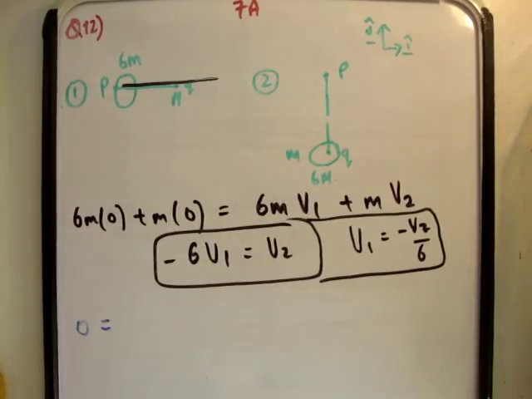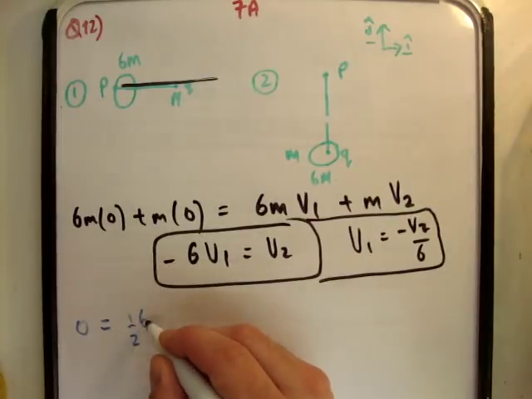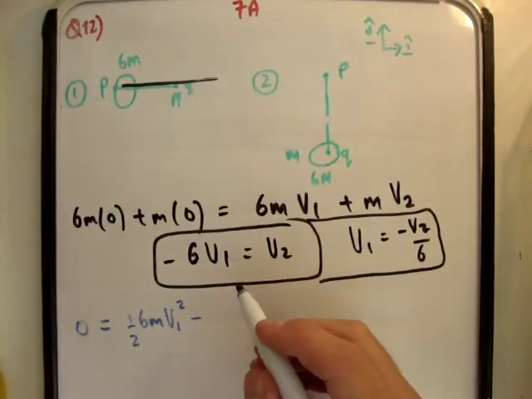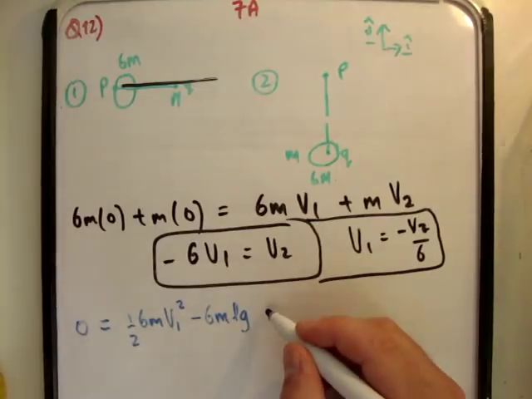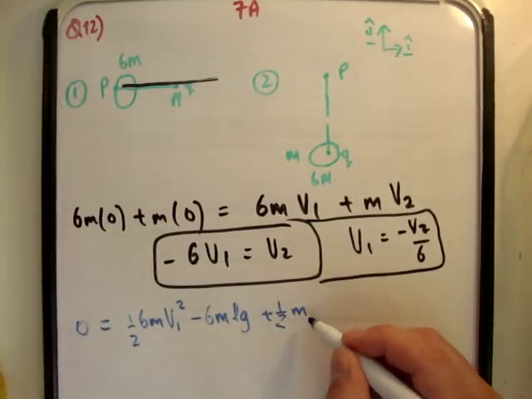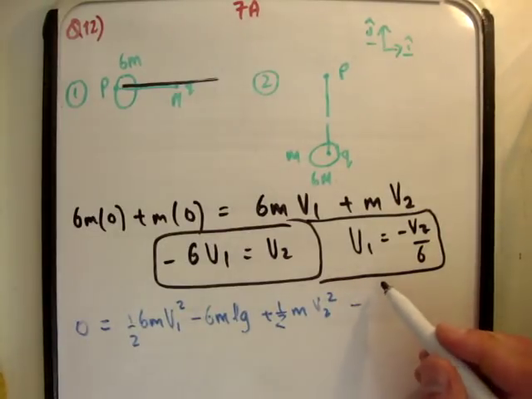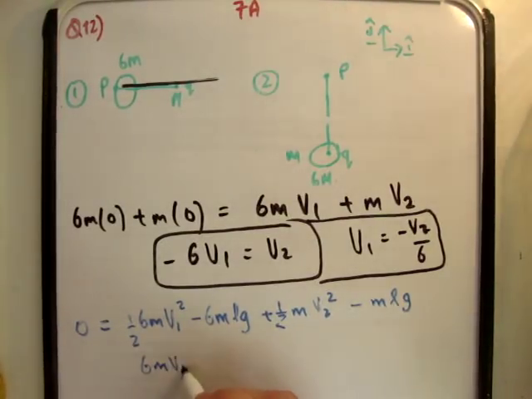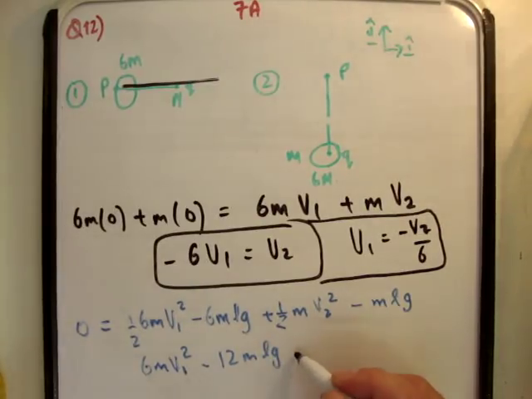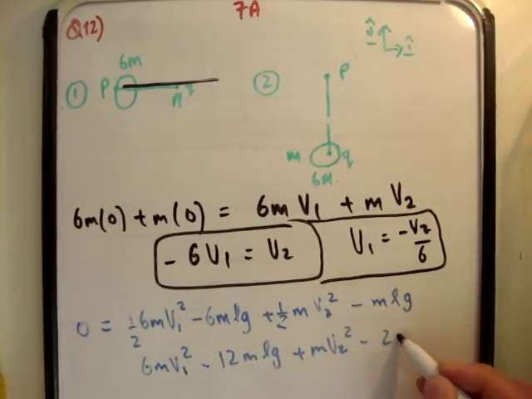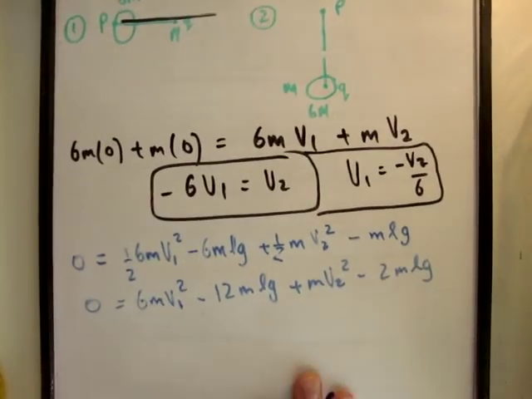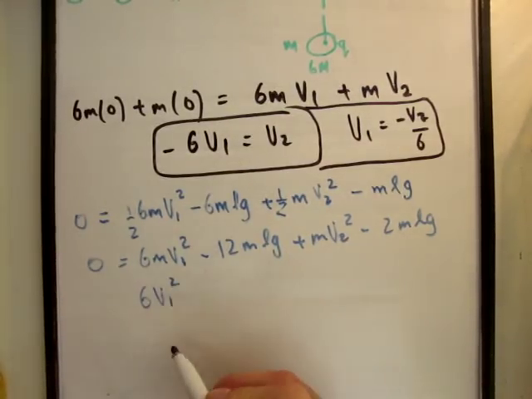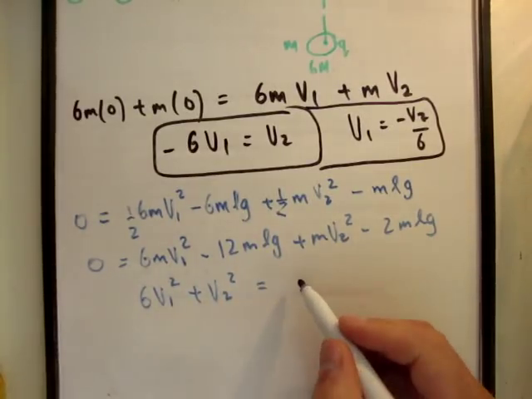And on the other side we're going to have half mv squared, so it's a half times 6m times v1 squared, minus 6mlg because the gravitational energy is negative, plus half times m times v2 squared minus mlg. Alright, so I'm going to multiply across by 2. We get 6mv1 squared minus 12mlg plus mv2 squared minus 2mlg is equal to 0. The next thing to do is get rid of our m's and add what we can. So we have 6v1 squared plus v2 squared equal to 14lg.